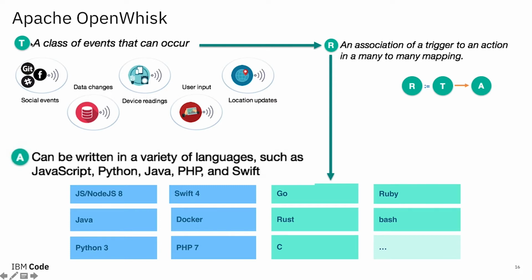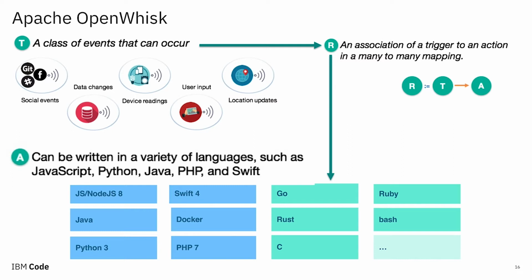All right, so those are my triggers. When an event happens, some trigger is triggered, and then I have my rules to connect my triggers and actions, and my action is what I actually do with it. So that's my code, that's my logic.